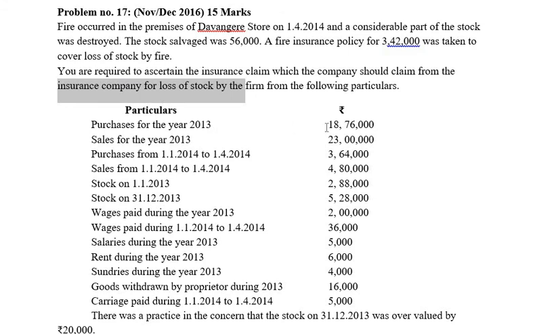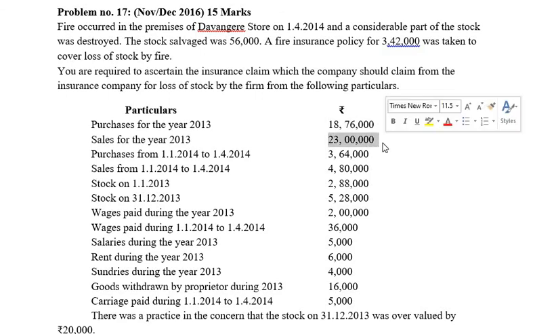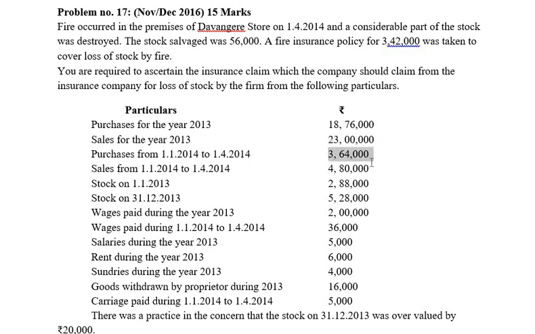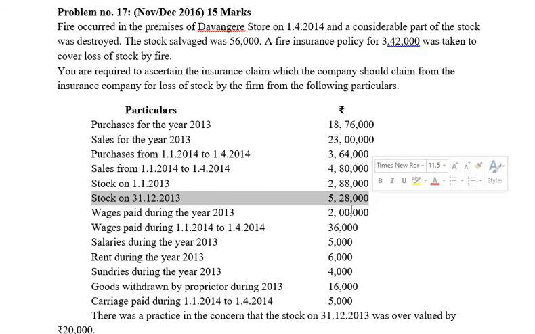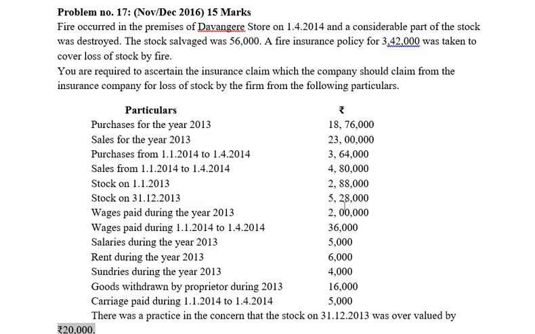Purchase for the year 2013 is considered in the trading account. Purchases and sales during the year are in the trading account. Purchase and sales from 1st Jan 2014 are in the memorandum trading account. Stock on 1st Jan 2013 is the opening stock of the trading account, 2,88,000. Stock on 31st December 2013 is the closing stock. It is overvalued by 20,000, so we have to deduct 20,000 from the 5,28,000.